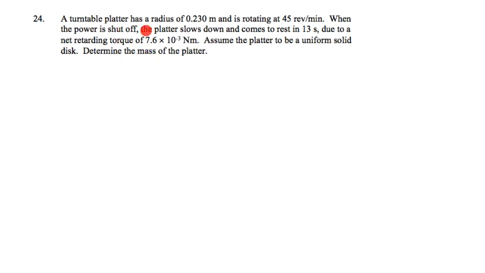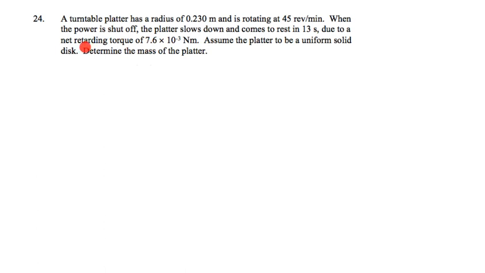Now I'm going to get the mass because the mass is part of the moment of inertia. So looking at what I have for facts, a turntable platter has a radius of 0.230 meters and it's rotating at 45 revs per minute. When the power is shut off, the platter slows down and comes to rest in 13 seconds due to a net retarding torque of 7.6 times 10 to the negative third Newton meters.